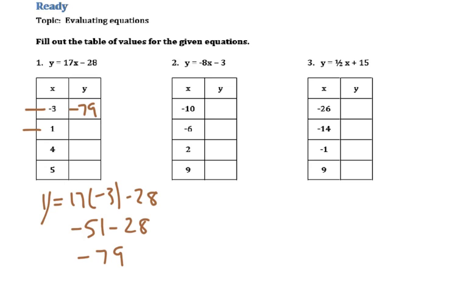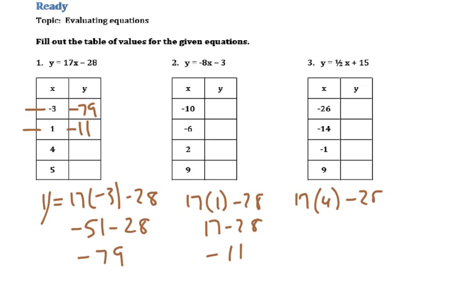Then if we plug 1 in, 17 times 1 minus 28 would be 17 minus 28, which gives us negative 11. If we do 4, 17 times 4 minus 28, 17 times 4 would give us 68, minus 28 would give us 40. So I'm just plugging the numbers in.